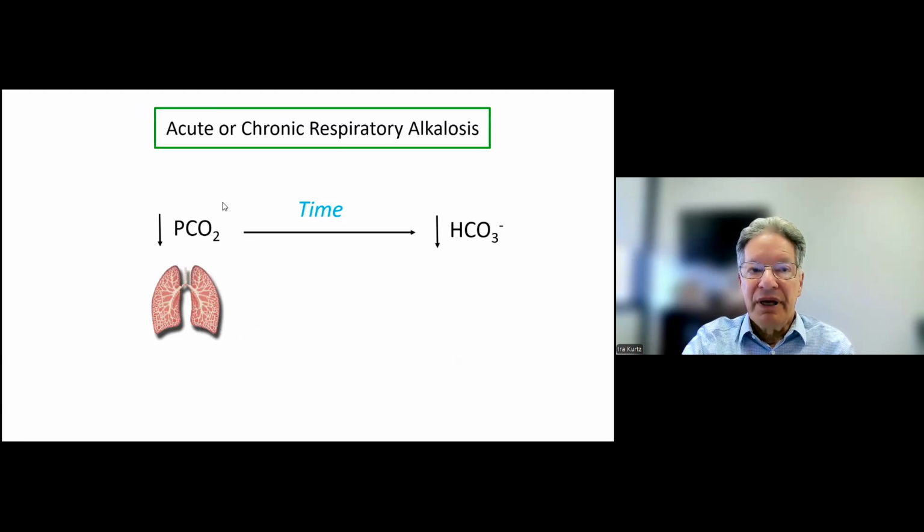Now, when you change the PCO2, there's a temporal component to what happens to the bicarbonate, which is why we divide up respiratory alkalosis into acute or chronic. We don't call it compensated or not compensated. What evolved was to use time as the subdivision of respiratory acid-base disorders, also for respiratory acidosis. So it's not sufficient just to say my patient has a respiratory acidosis. You need to say it's acute or chronic.